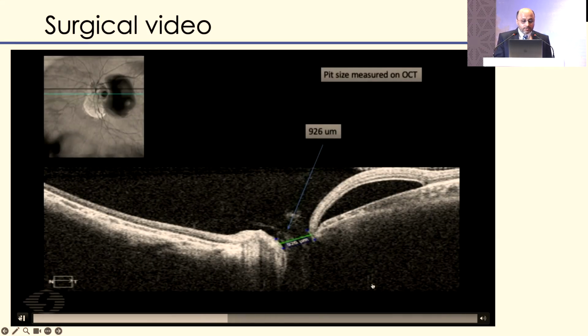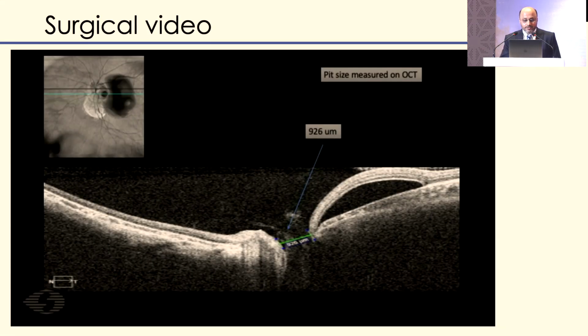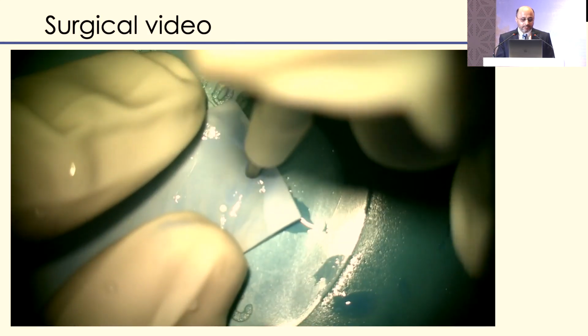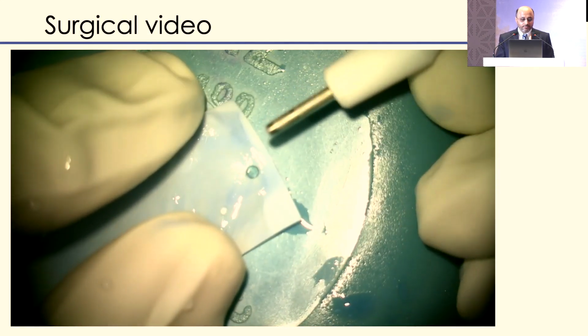We stain the graft. In these cases of disc pits, we measure the maximum linear diameter, and then a trephine is used to take the graft.